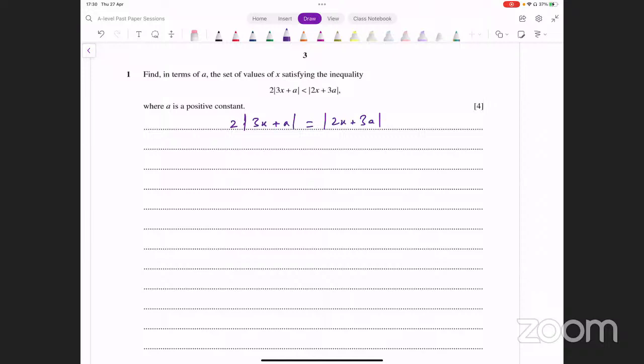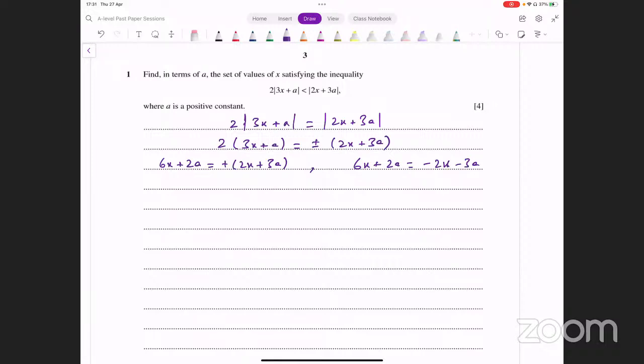And from this, what we do is we find the 2 cutoff points that we have. How do we do that? We remove the modulus and put a plus minus on either one of the sides. So we have 2 into 3x plus a that equals plus minus 2x plus 3a. That gives us 2 equations. One is 6x plus 2a equals, if we use the plus sign here, plus 2x plus 3a. And the second possible equation is 6x plus 2a equals minus 2x minus 3a. Now we're just going to solve these 2 equations, find the 2 cutoff points that we get from this.